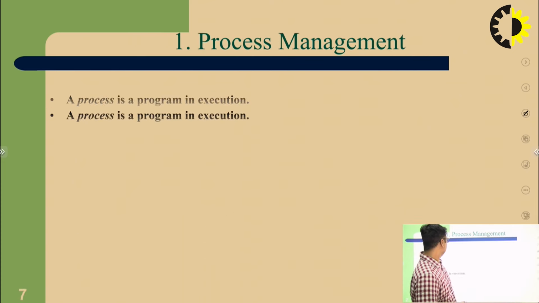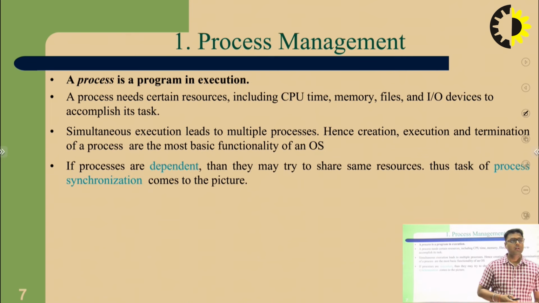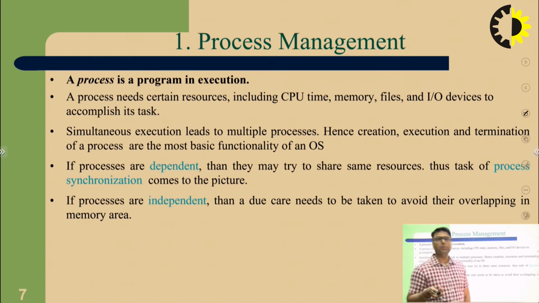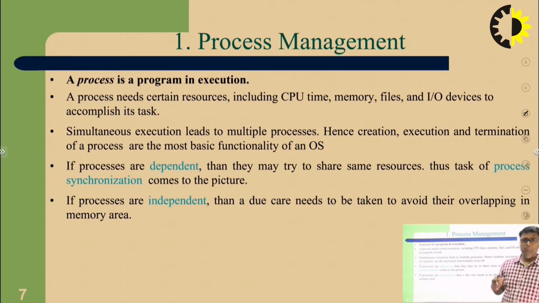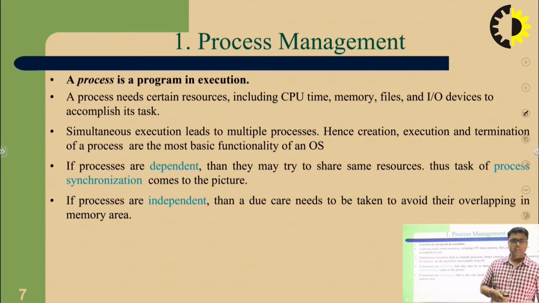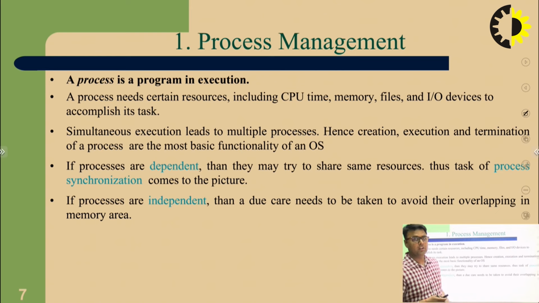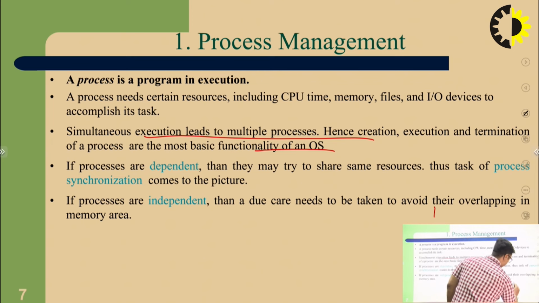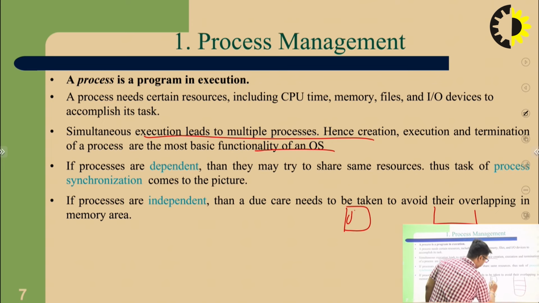Let us see some slides on process management. A process is a program in execution. A process needs certain resources, including CPU time, memory, files, and IO devices, to accomplish its task. Every process needs a processor, memory, files, and IO devices to complete the task. Simultaneous execution leads to multiple processes, hence creation, execution, and termination of a process are the most basic functionality of an OS. That means in this way, some processors are given and some programs P1, P2, PT.